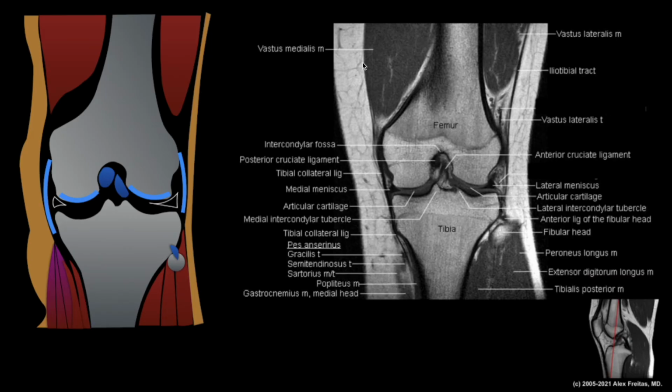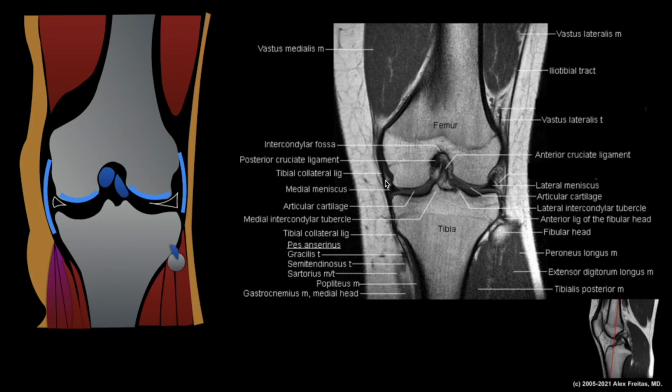Next, at the top of this picture, we can see two big muscles, the vastus medialis and vastus lateralis muscles. And one additional thing we can see here is the vastus lateralis tendon. And here we can see the iliotibial tract that I said we're going to see in another picture. So the femur has an intercondylar fossa, and under that we can see the posterior cruciate ligament and anterior cruciate ligament. And again, the femur has articular cartilages. Under that, we can see the menisci, the medial meniscus and the lateral meniscus.